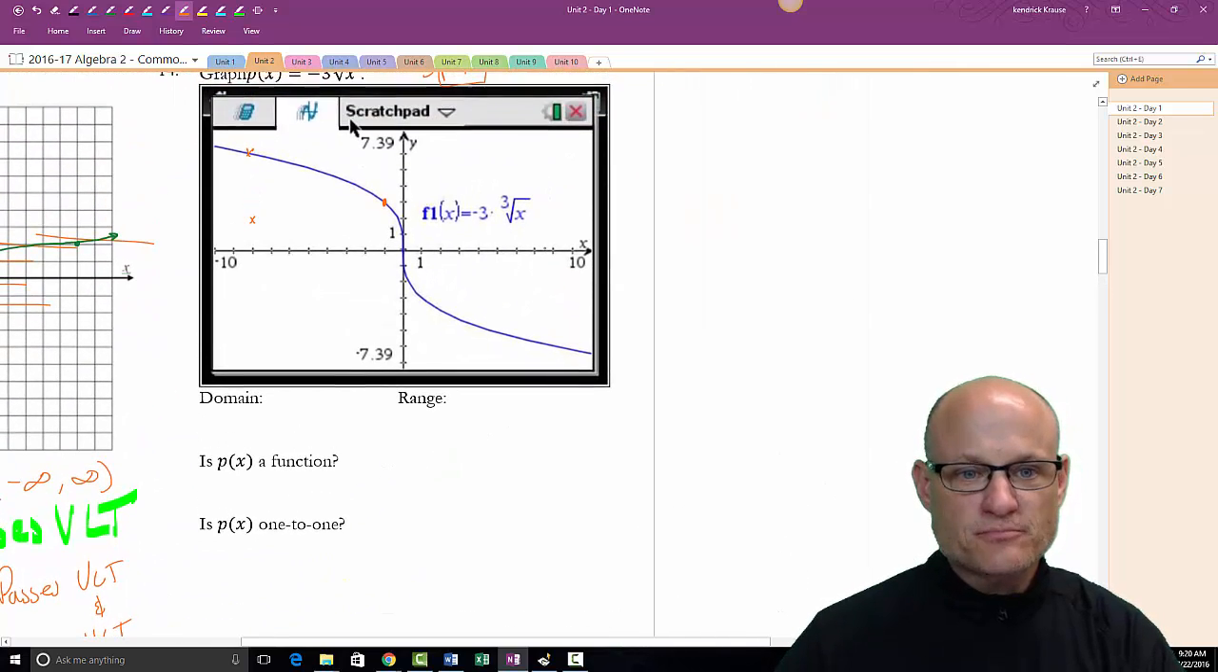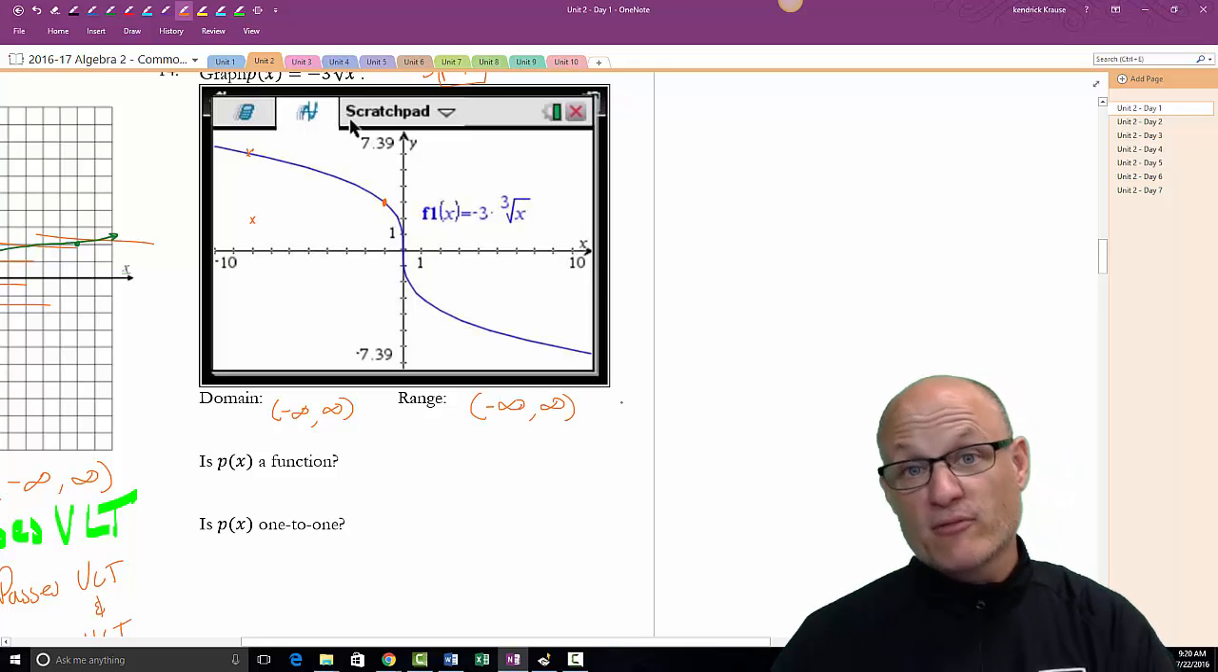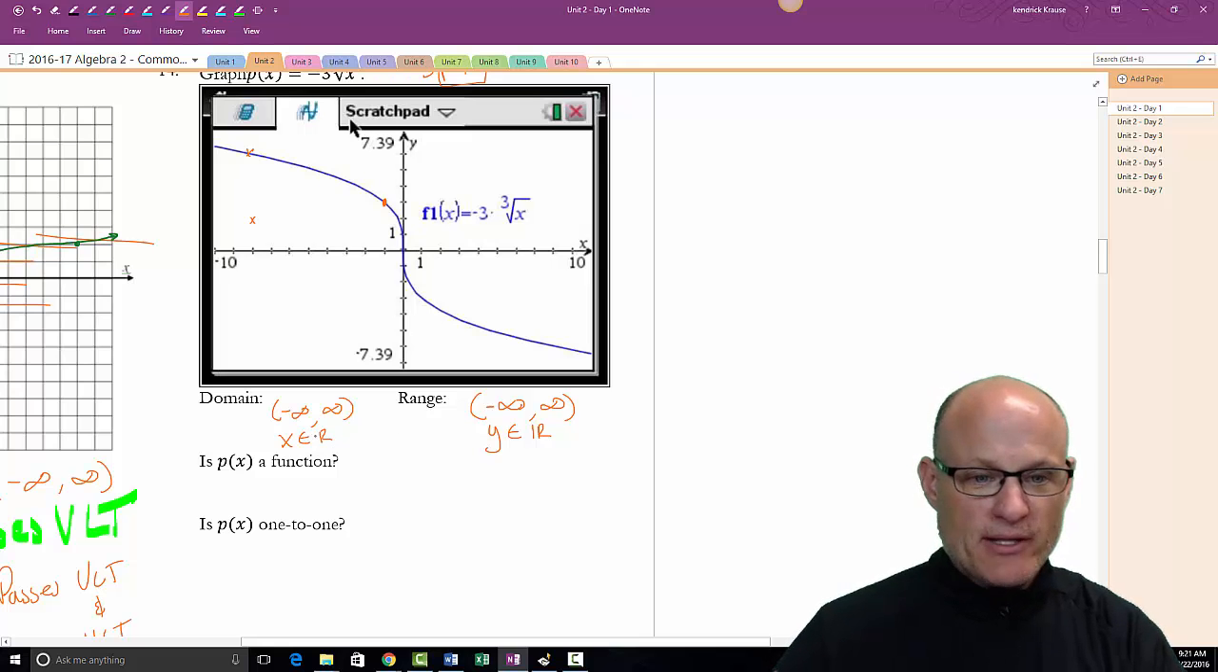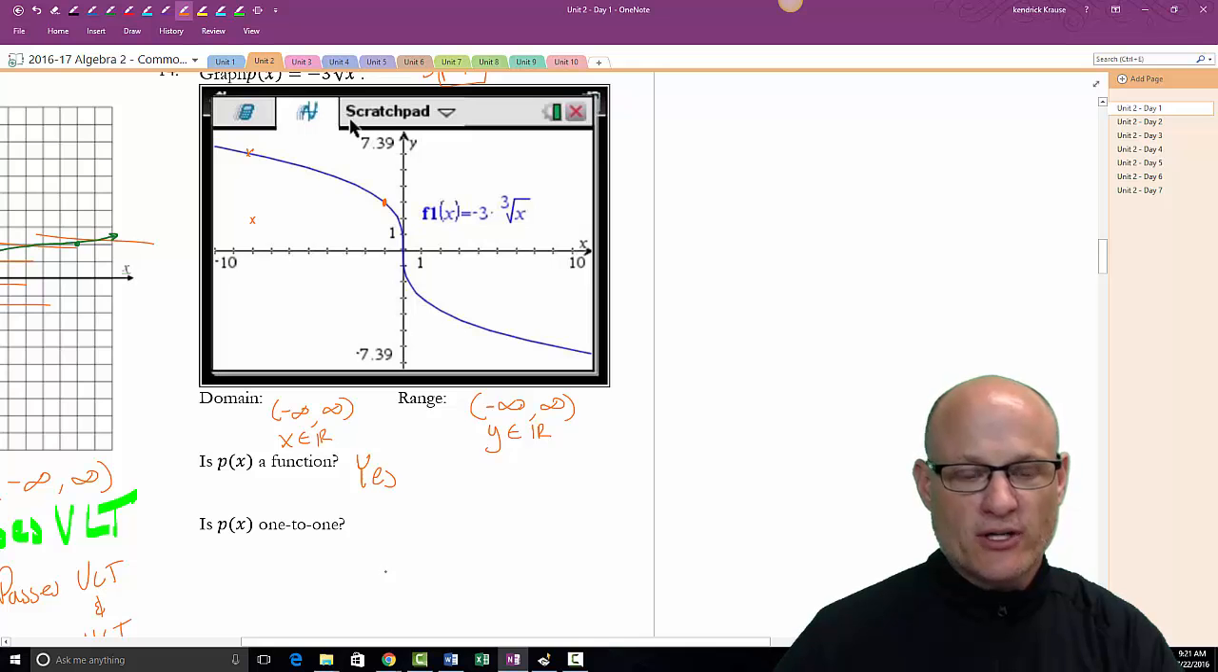All right. Let's go over here. Domain and range. Well, it's still going forever and ever to the left, and still going forever to the right. Still going forever down. It's still going forever up. So domain and range is all reals. Again, you could also write this as y is in the set of all reals, and x is in the set of all reals, if you like. Oops, I make these fancy R's. Lots of math teachers do that. Is it a function? Yes, it passes the VLT. Is it a one-to-one function? Yes, it passes the HLT.